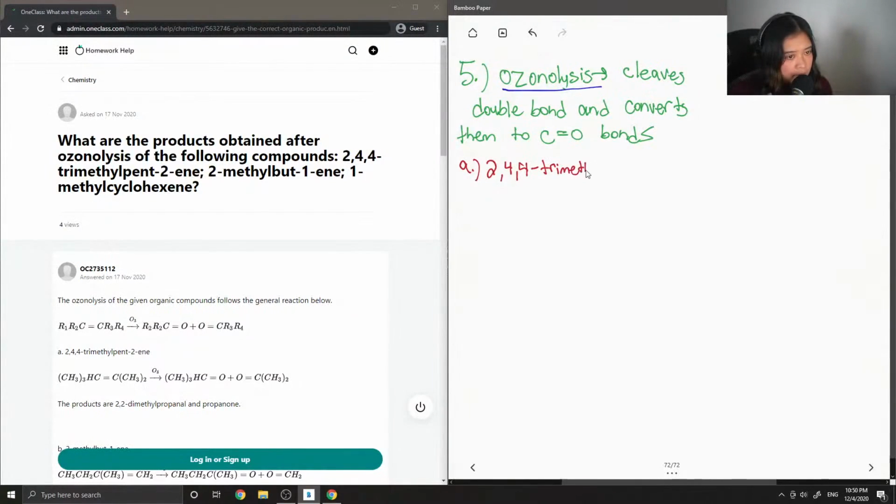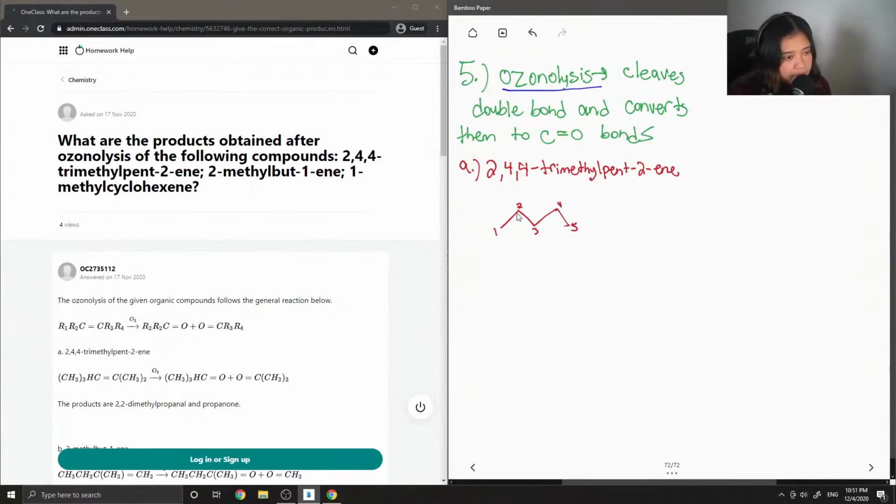2,4,4-trimethylpentene. Pent-2-ene. If we were to draw it out, our parent carbon chain is 5 carbons long. Oh wait. 1, 2, 3, 4. Oh, I was right. 5. And then I'm just going to number it to make it easier.